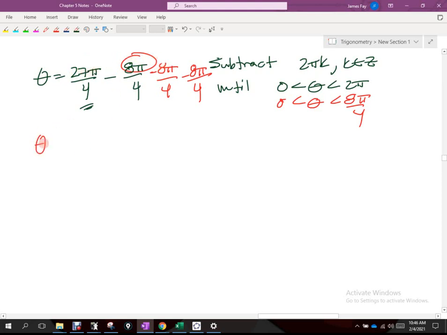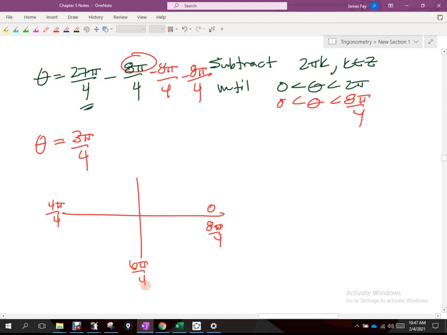So that's going to give me theta bar to be 3 pi over 4. Nope, I'm sorry. That's going to be theta to be 3 pi over 4. Okay, that's a coterminal angle with 27 pi over 4. Okay, reference angle. Well, if this is 0, this is 8 pi over 4. This would have been 4 pi over 4 because that's just pi. This is 6 pi over 4.